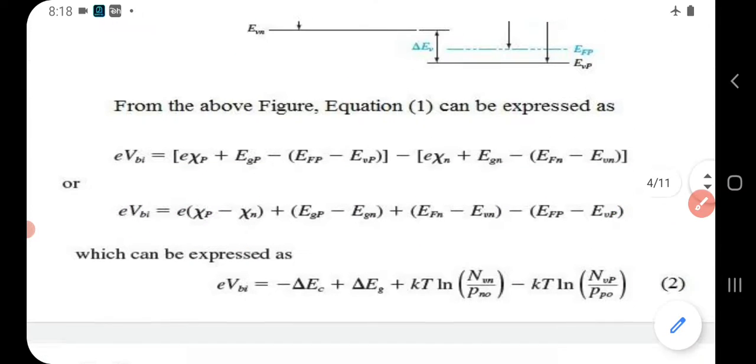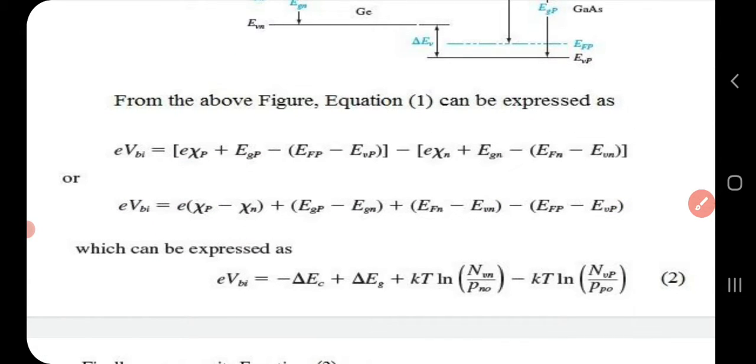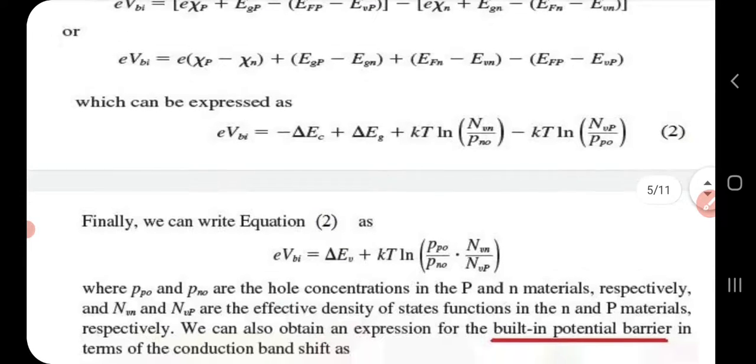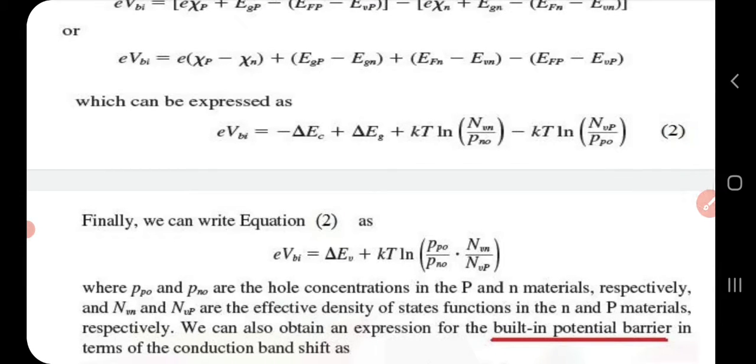So that q VBI, that is charge of electron times potential barrier, is equal to charge of electron times the difference between electron affinities, plus the difference between their energy band gaps, plus the electron Fermi level of the N region minus the Fermi level of the P region. This is again expressed as equation 2.